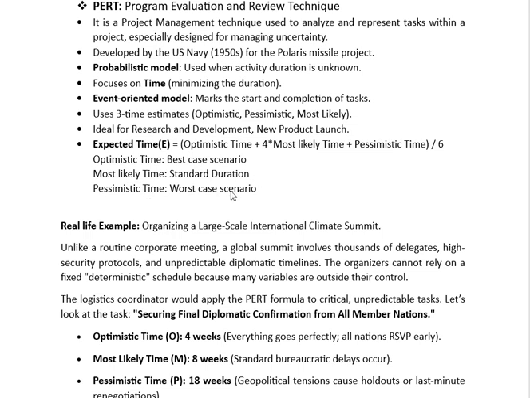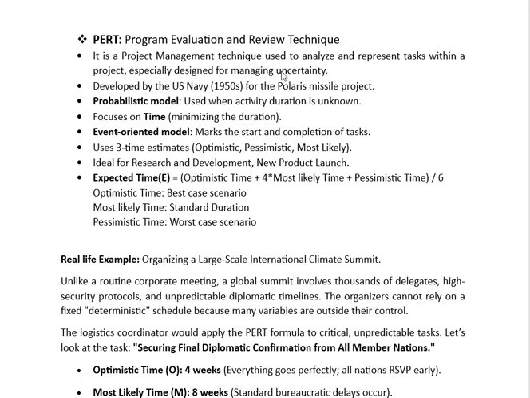So I'm covering a real life example. You will understand what I am describing here. So these are the very basic points to remember about PERT. It's a project management technique designed for managing uncertainty, developed by the US Navy in the 1950s, basically in 1956, for the Polaris missile project. It is a probabilistic model, focusing on 3 times: optimistic, most likely, and pessimistic.